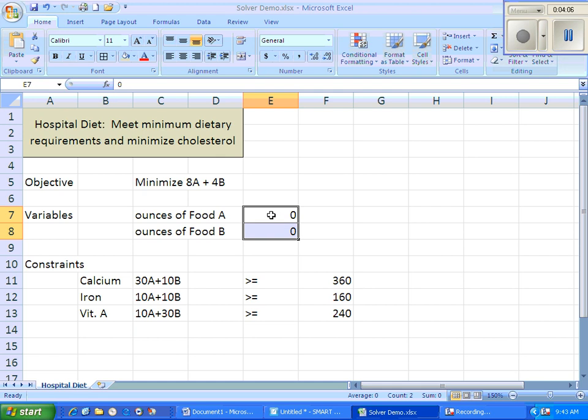0 and 0, 1 and 1. I just like to have some sort of number here. And then what I want to put here is my formula so that Excel can understand what my formula is that I want to minimize, my 8A plus 4B.